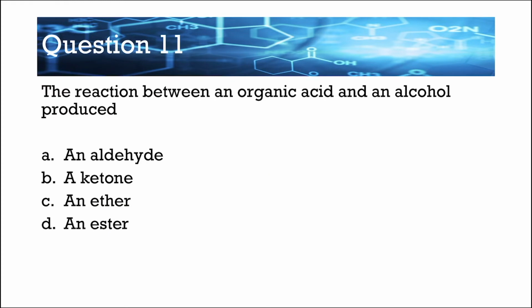Number 11, again, same kind of question. When you get an organic acid and an alcohol, by definition, you get an ester. Just be careful you're watching the spelling of the words, because ether and ester start the same, they end the same. They just have a one letter swap difference. So be careful that you're actually reading these choices carefully.